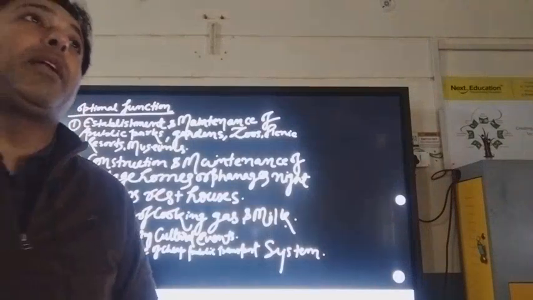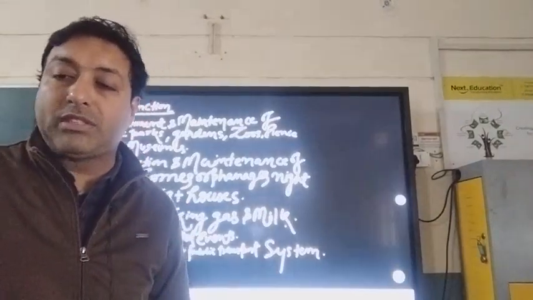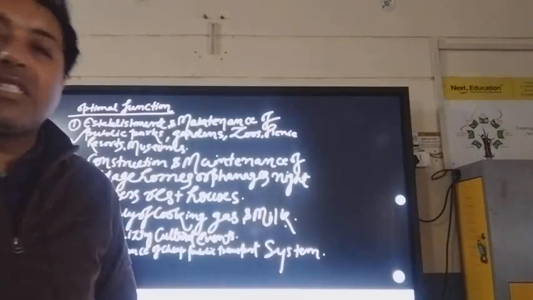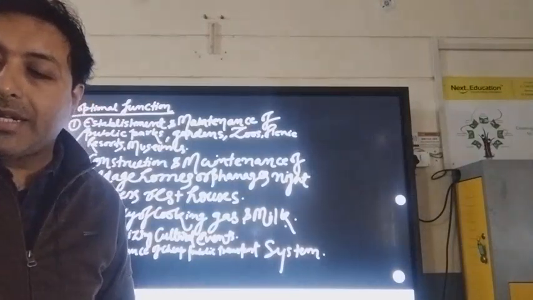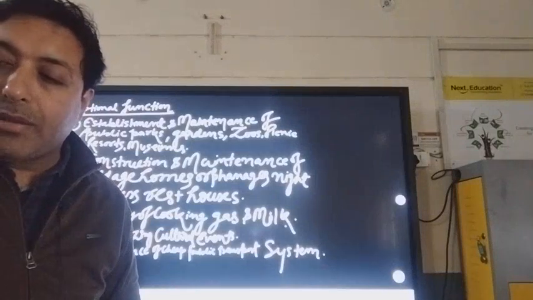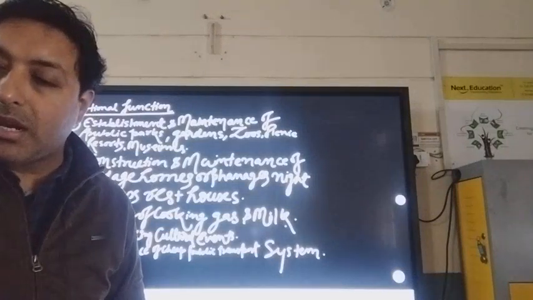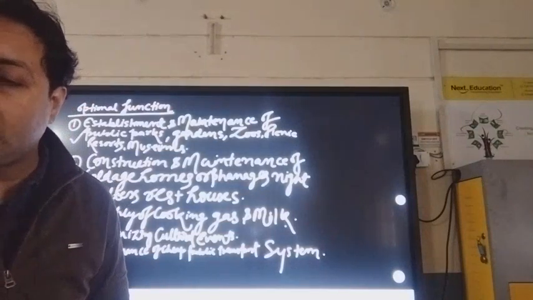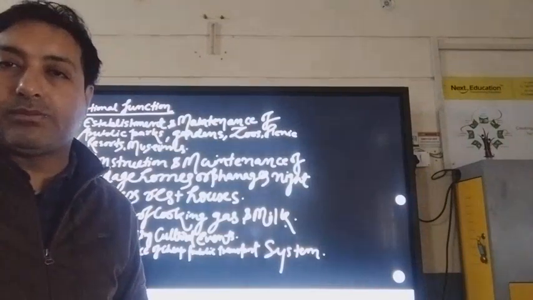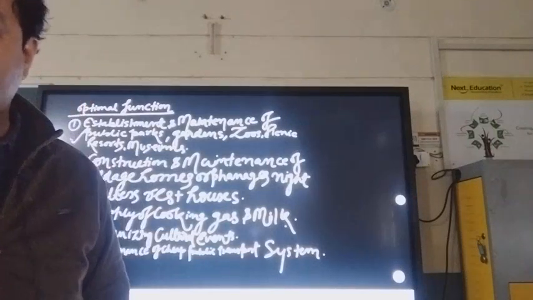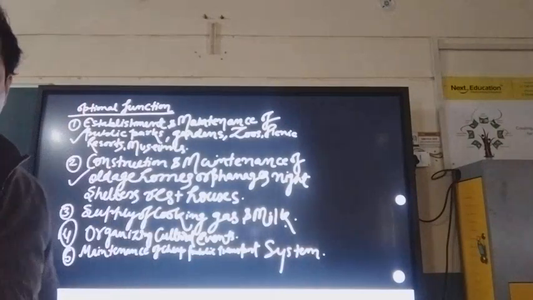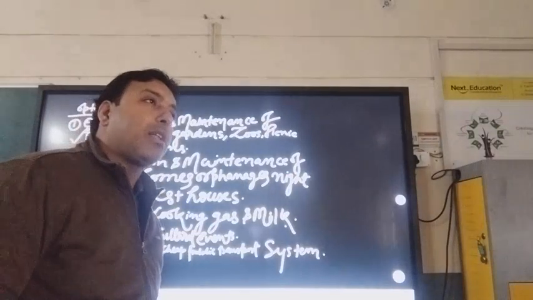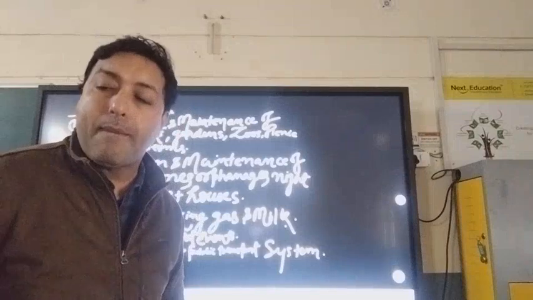Next, chairman. And who is the chairman? Who is the president of a municipal committee? See, a chairman and vice chairperson are elected indirectly by the members from among themselves. The chairperson of a municipality enjoys vast powers. His functions are similar to those of the mayor.